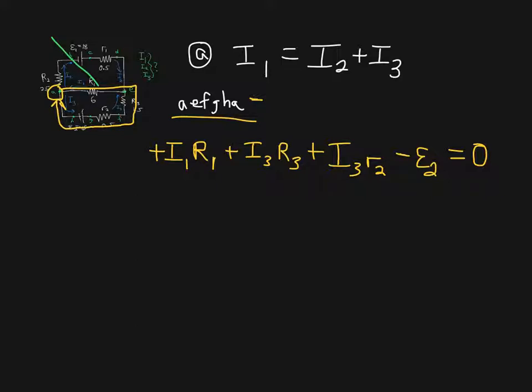Okay, so let's plug in the numbers that we would actually have. I don't know any of the currents, so I can't plug in numbers for any of those, right? But I can plug in all the resistors, because I have all the resistors. So I have I1 times R1, and R1 is equal to 6. Plus I3 times R3. R3 is equal to 1.5.